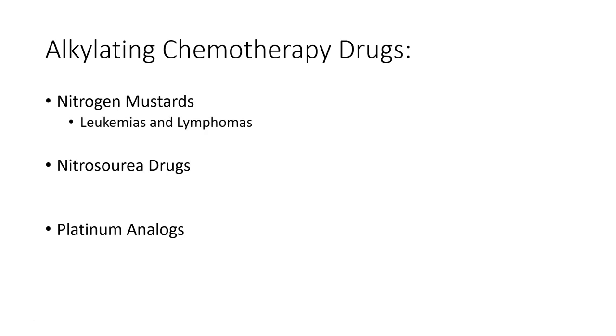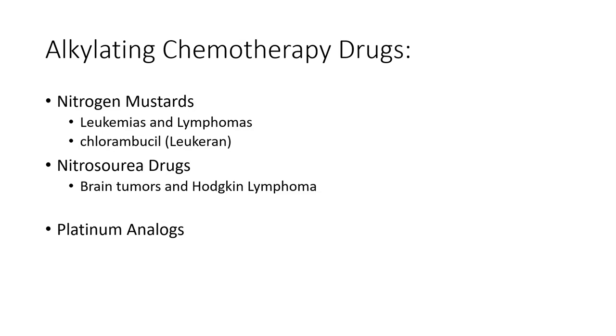So nitrogen mustards originated from actually mustard gas from World War I. These are effective in treating leukemias and lymphomas, which are considered to be diffuse tumors. These are types of blood cancers. And the prototype drug is chlorambucil, which is known by the brand name of Leukeran. The nitrosourea drugs are used to treat brain tumors as well as Hodgkin's lymphoma. And the prototype drug is lomustine, which is CeeNU.